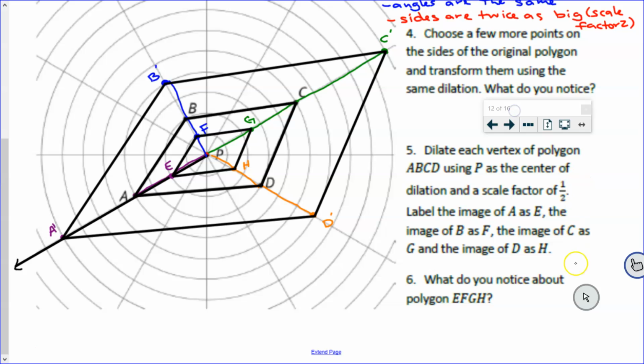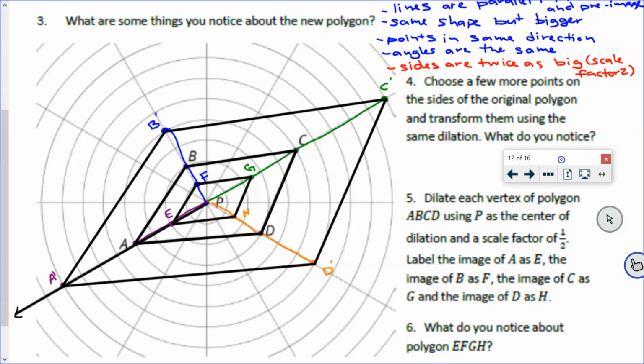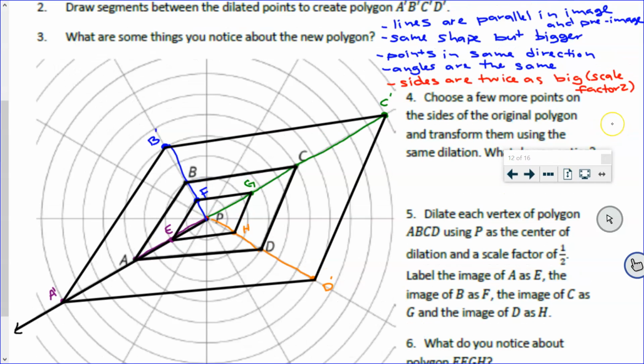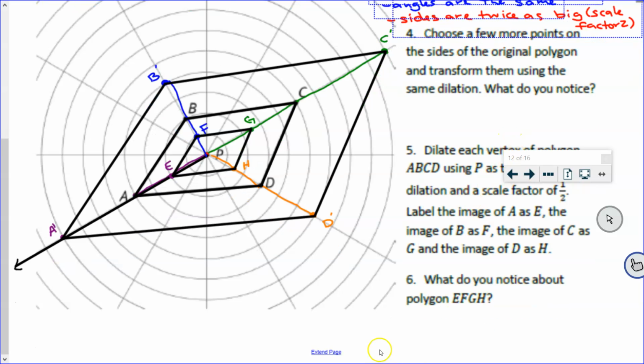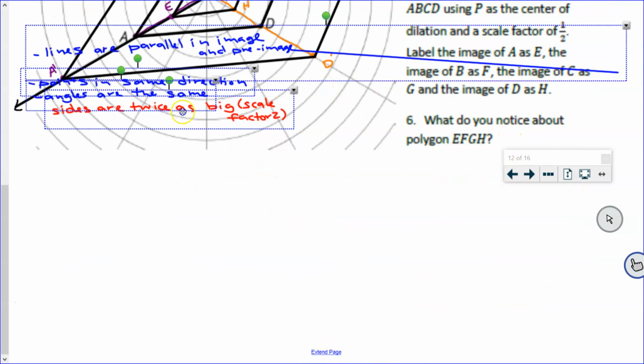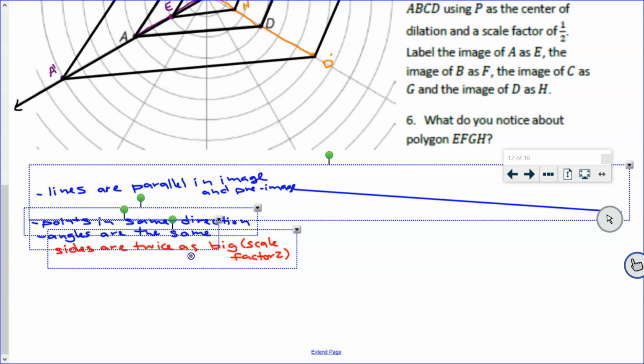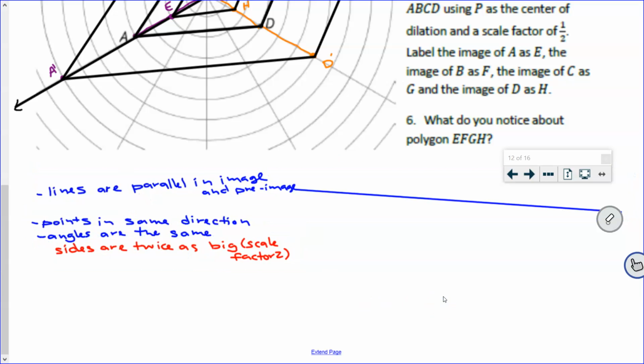Okay, once you're done connecting, quick discussion. What are some things that you notice? Are they the same as what you noticed before? Is anything different? Are lines still parallel? Is the shape the same but bigger? It's smaller. Are the points going in the same direction? Are the angles the same? And are the sides twice as big? Ooh, that's cool. They're twice as small or half the size. Are half as big. Oops.